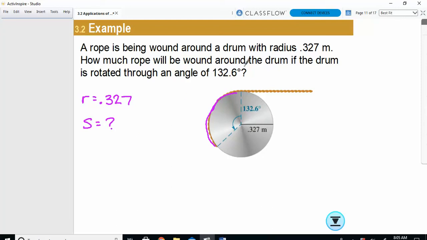If it's rotated through an angle of 132.6 degrees, so your angle is theta. But what do I have to do first? So how do we change to radians? See, you guys do remember something. It's crazy.